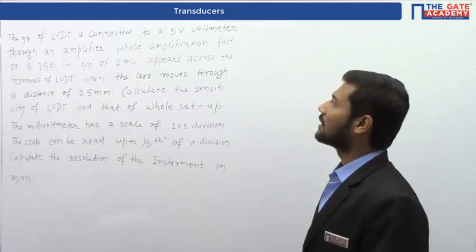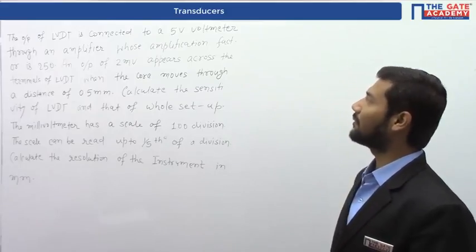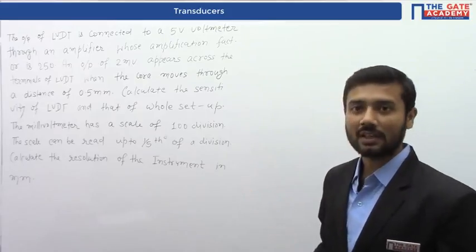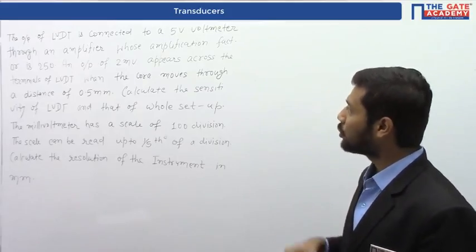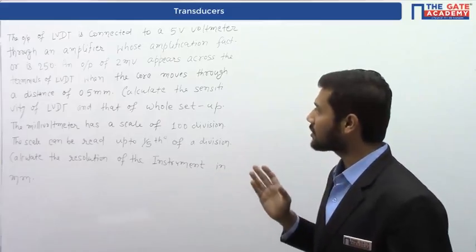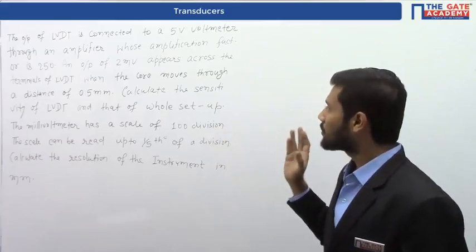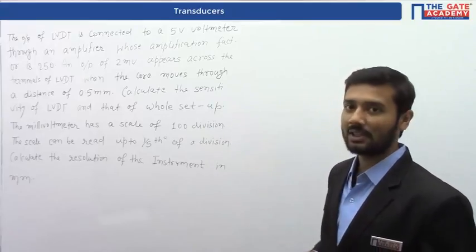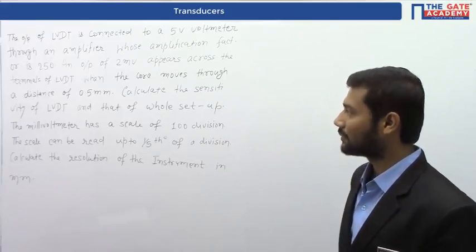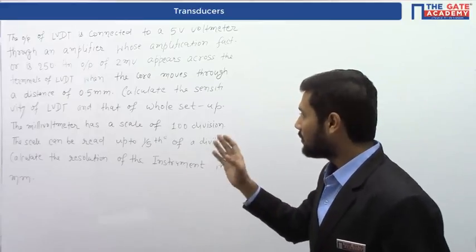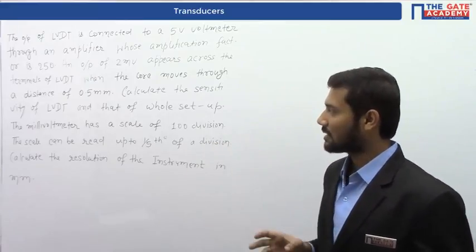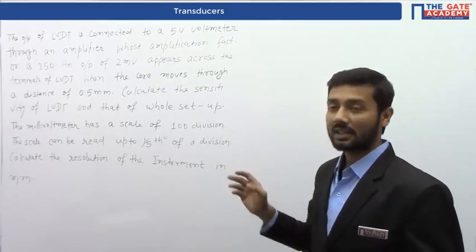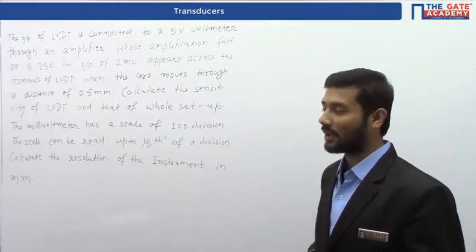The question is: the output of an LVDT is connected to a 5 volt voltmeter through an amplifier whose amplification factor is 250. An output of 2 millivolt appears across the terminals of the LVDT when the core moves through a distance of 0.5 millimeter. Calculate the sensitivity of the LVDT and that of the whole setup. It is given that the voltmeter has a scale of 100 divisions. The scale can be read up to 1/5 of a division. Calculate the resolution of the instrument in millimeter.